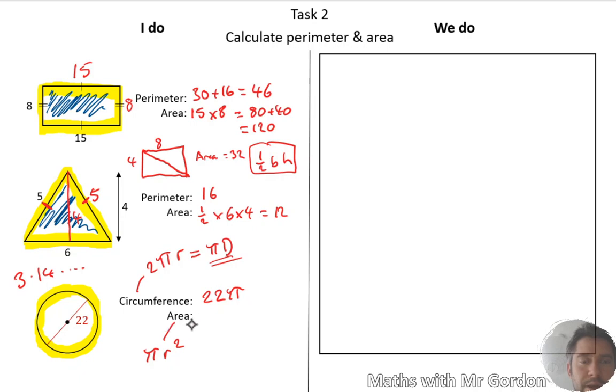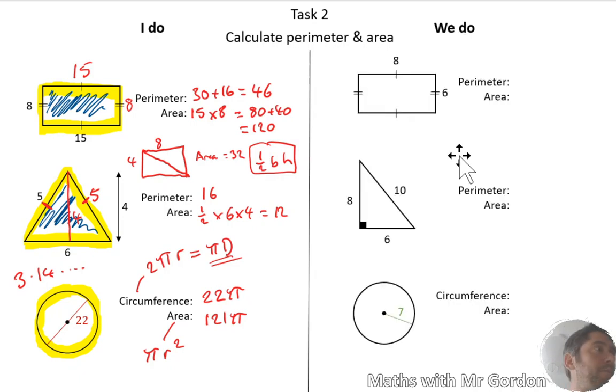Now for the area, we need the radius squared. So the radius is going to be half the diameter, which is 11. So we've got 11 squared, which is 121. 121 pi for the area of that circle. Here are some similar questions for you to do.